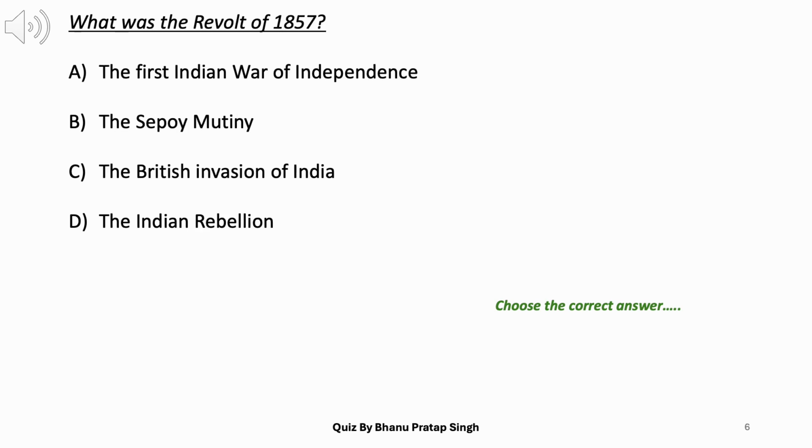6. What was the revolt of 1857? A. The First Indian War of Independence. B. The Sepoy Mutiny. C. The British invasion of India. D. The Indian Rebellion.